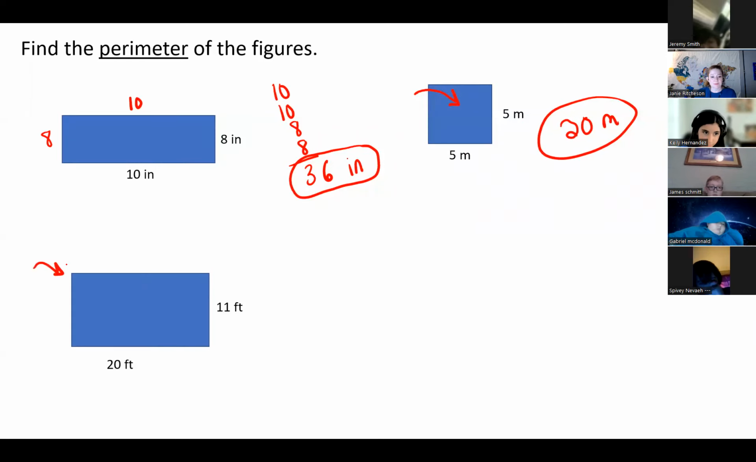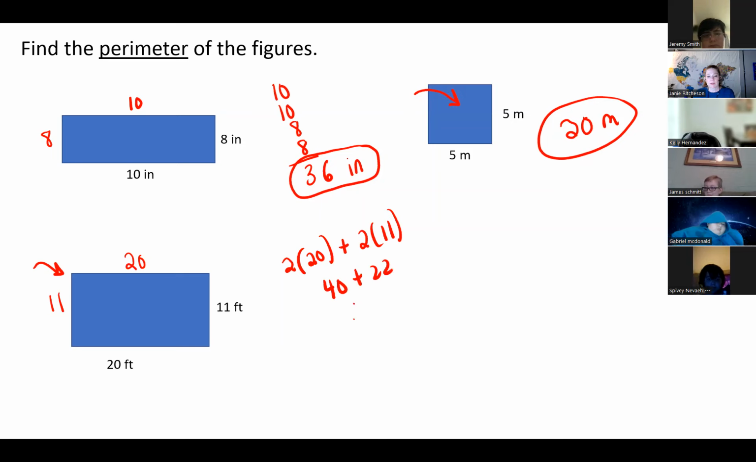Everybody try this one, please. What is it? 62. Good. Do we all agree at 62? So we're going to double 20, right? And we're going to double 11 to get the perimeter. So we have 40 plus 22. And the perimeter is 62 feet. All right. And then one more, you guys.